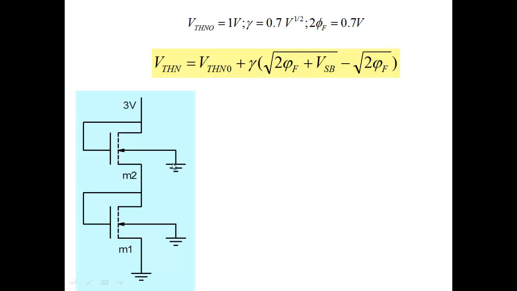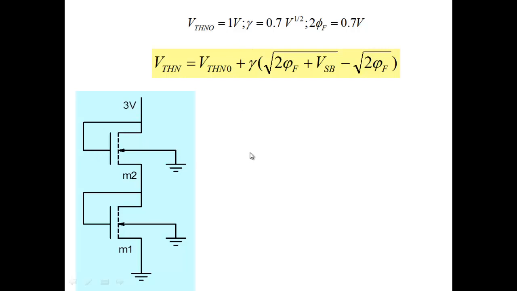I have 2 MOSFETs, N channel, and this is the gate, the drain is here, source is here, and then again the drain and source here. The gate and the drain are shorted together. Threshold voltage is 1 volt.